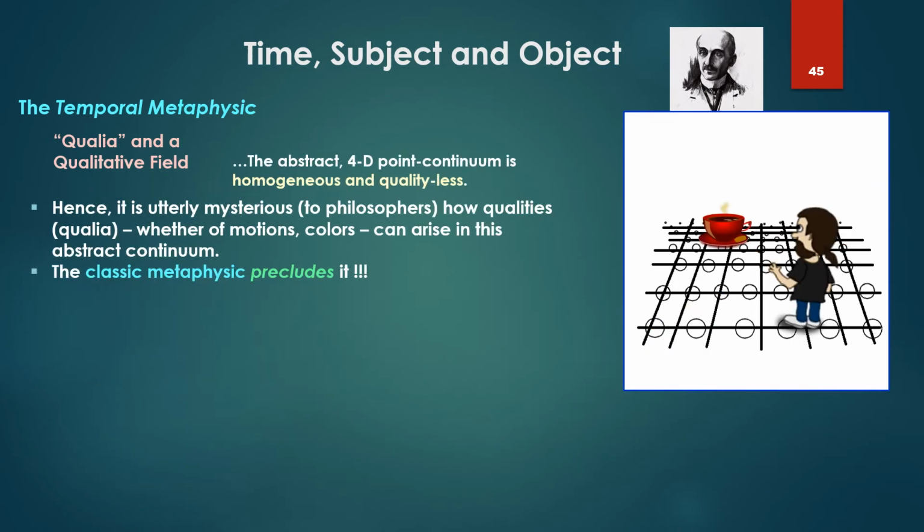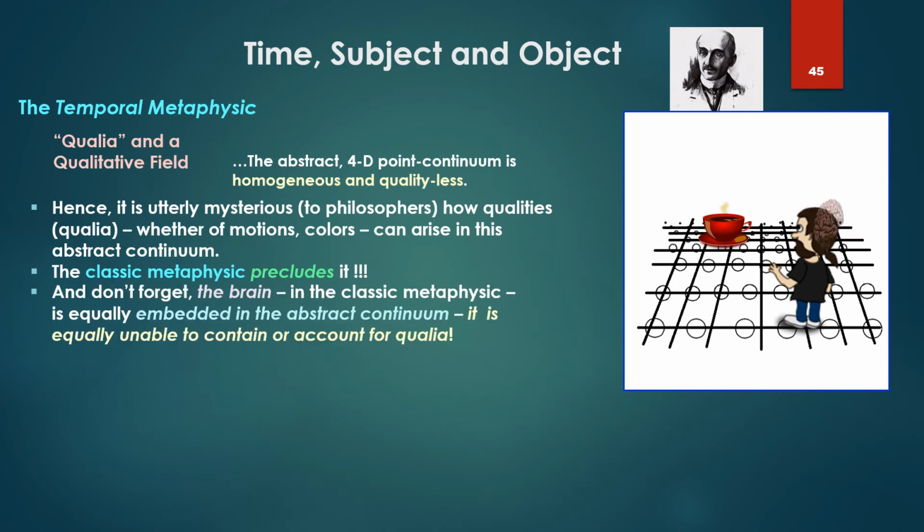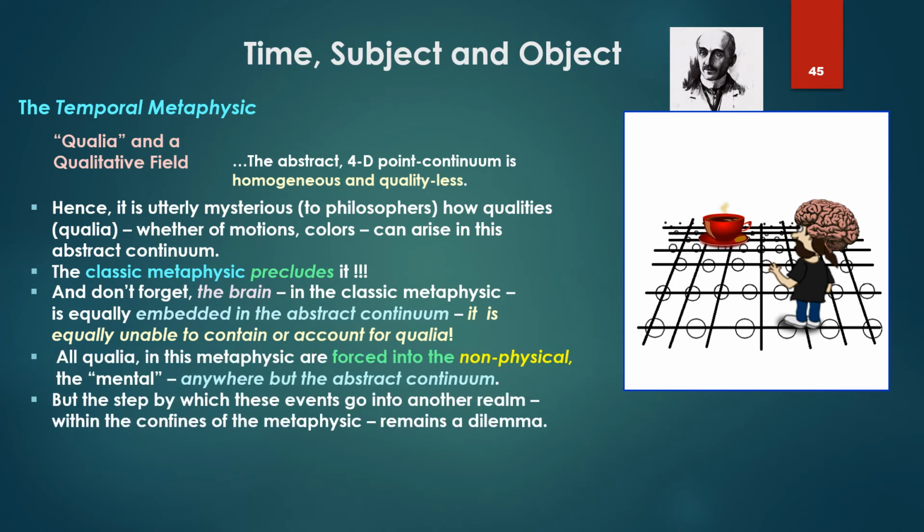Hence, it is utterly mysterious to philosophers how qualities, that is qualia, whether of motions, which they never consider, or colors, can arise in this abstract continuum. The classic metaphysic precludes it. And don't forget, the brain in the classic metaphysic is equally embedded in this abstract continuum. It is equally unable to contain or account for qualia. All qualia in this metaphysic are forced into the non-physical, the mental, anywhere but the abstract continuum of point positions. But the step by which these events go into another realm within the confines of the metaphysic remains a dilemma.